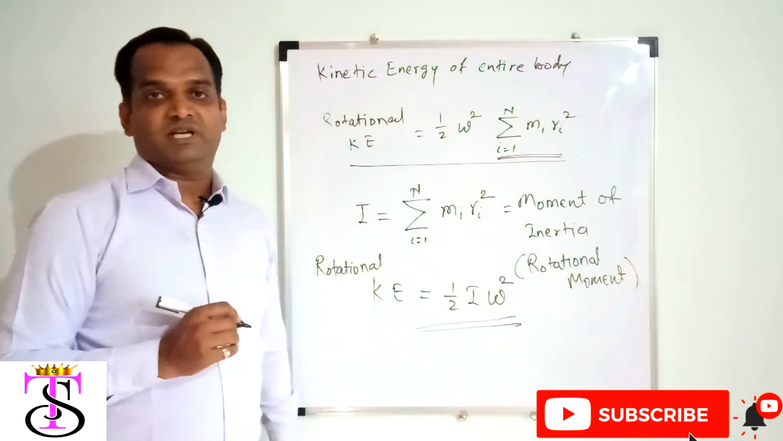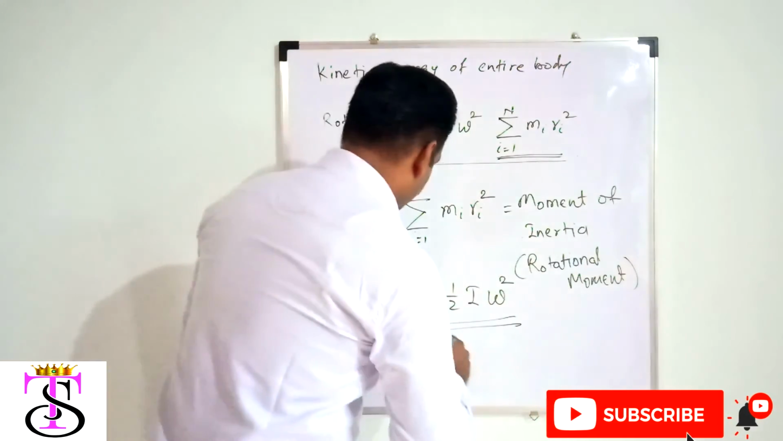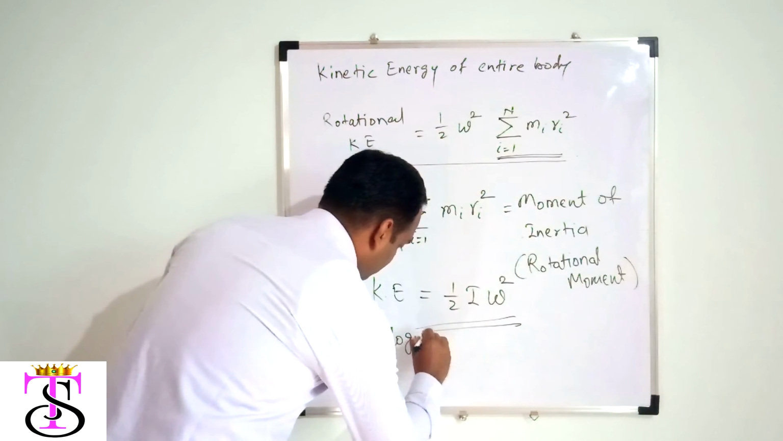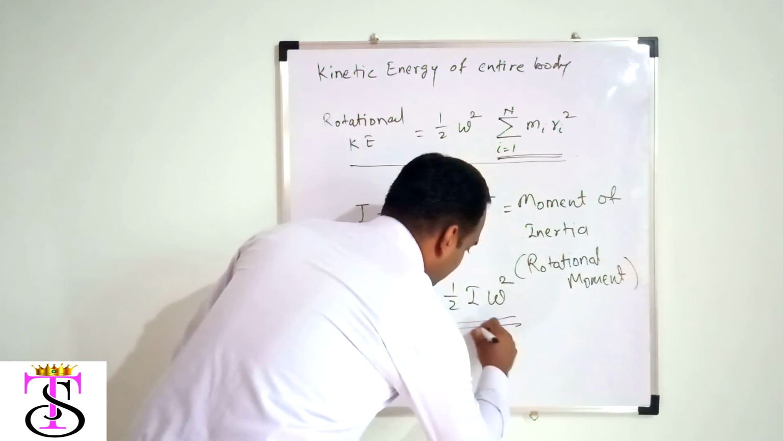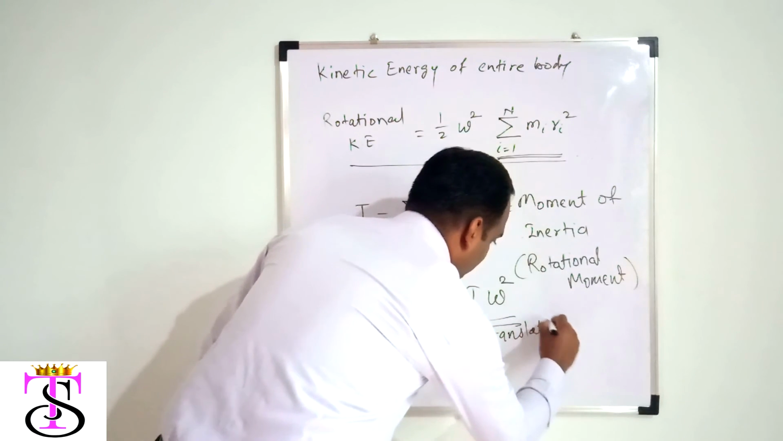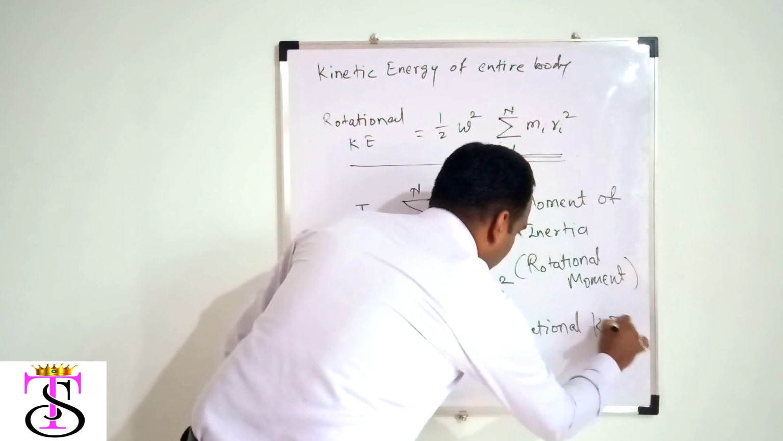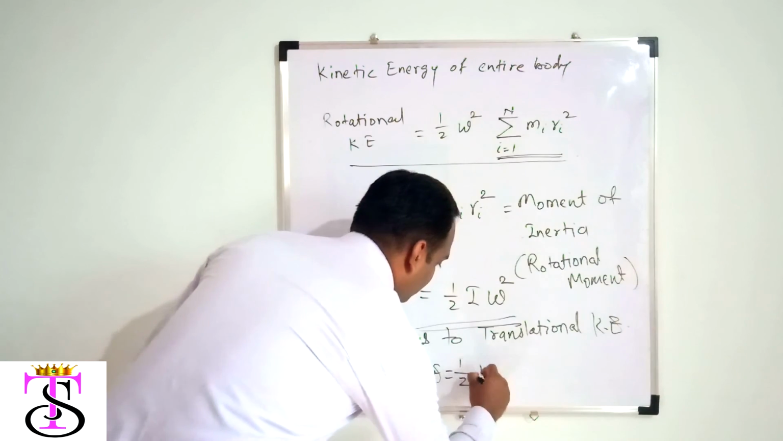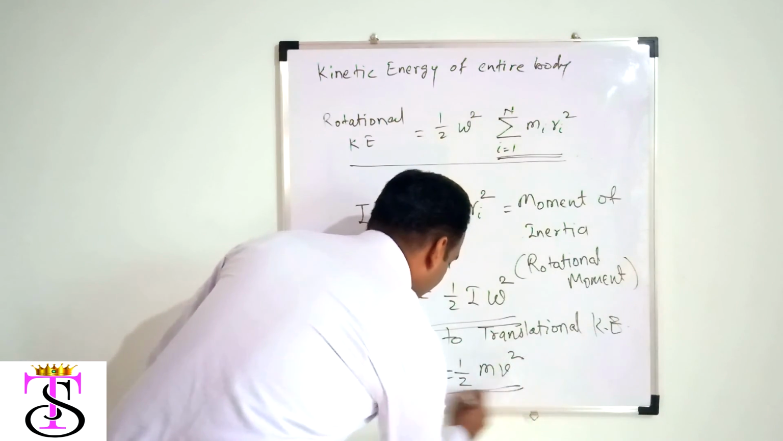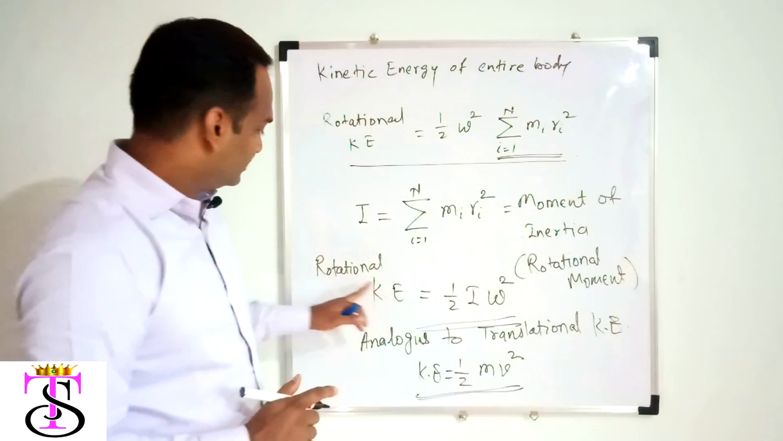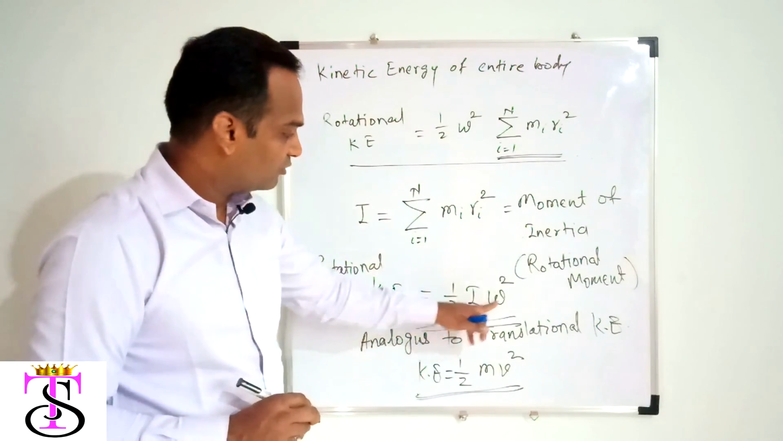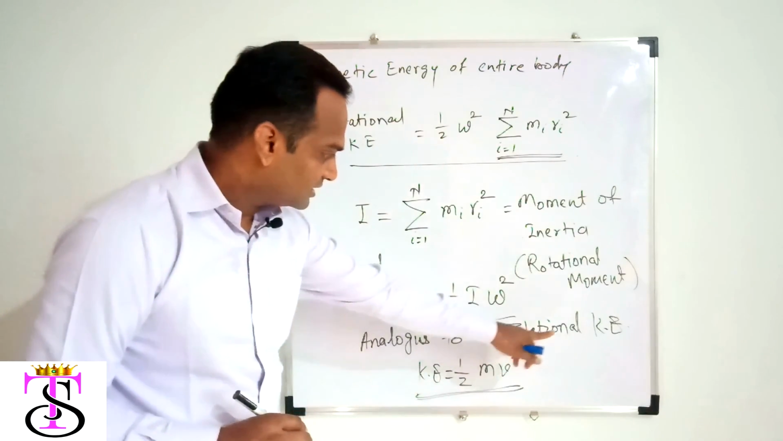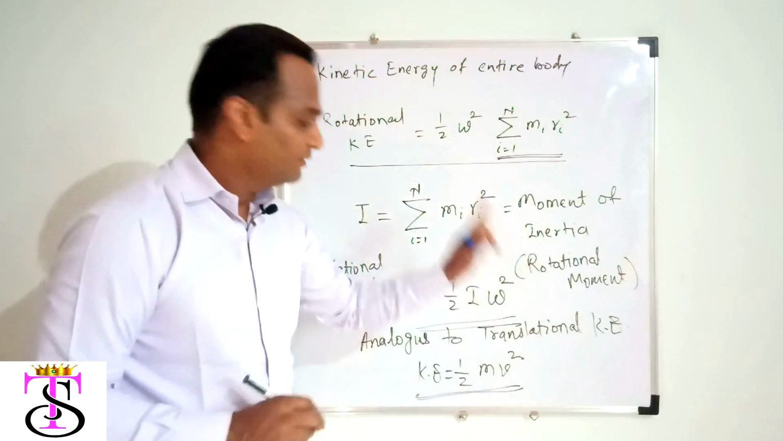1/2 I omega square, and this equation is analogous to the translational kinetic energy, that is 1/2 m v square. So these two equations, rotational kinetic energy equal to 1/2 I omega square, is analogous to the translational kinetic energy 1/2 m v square.